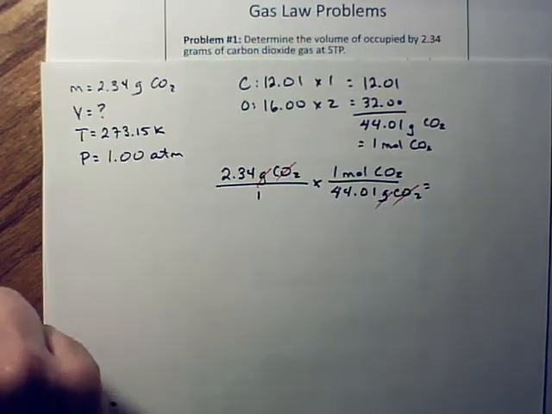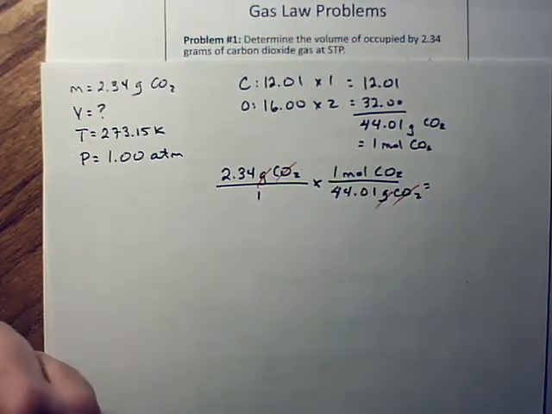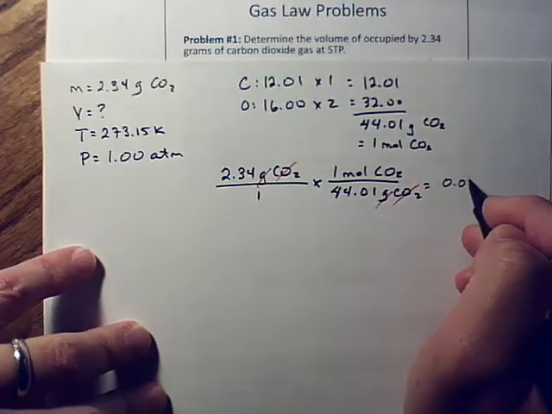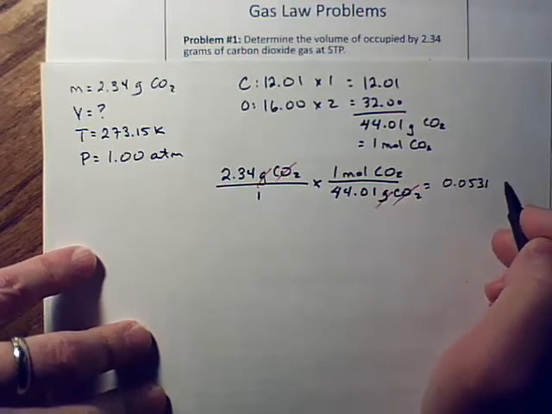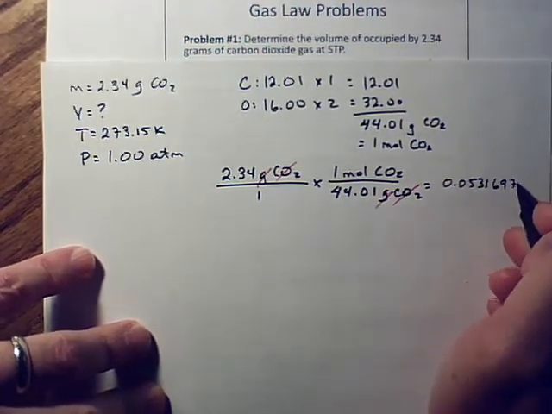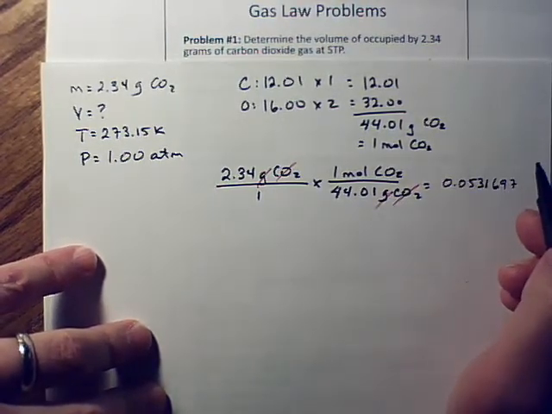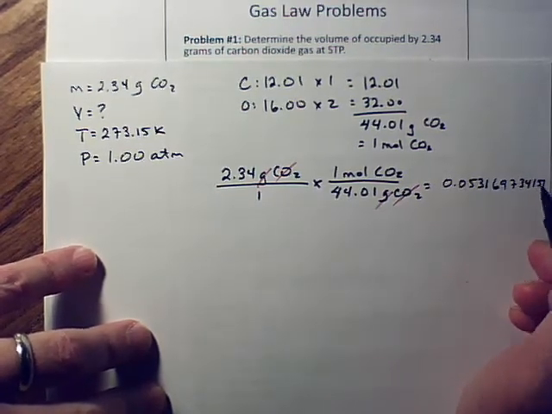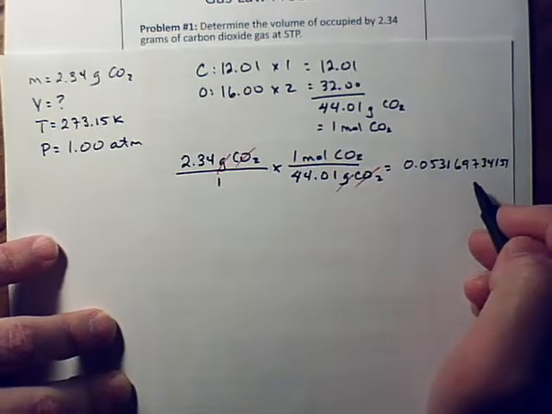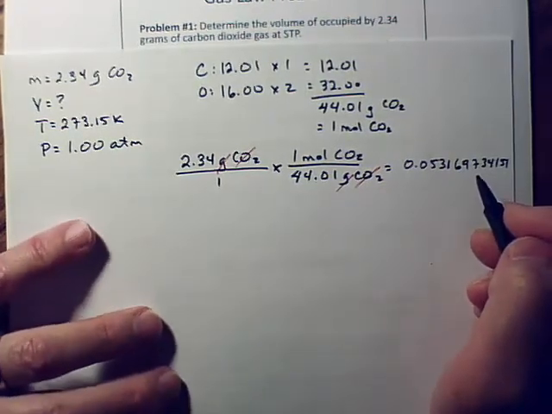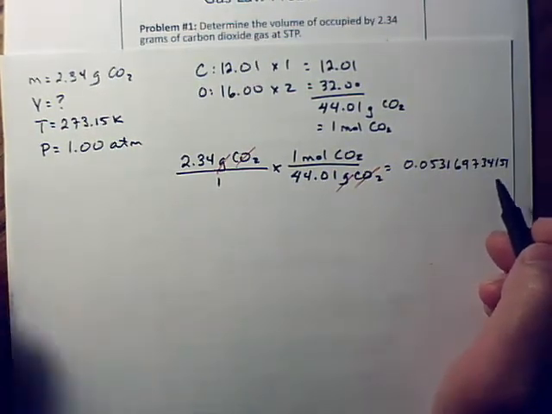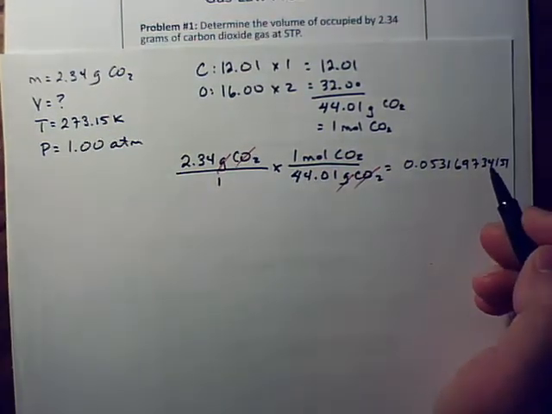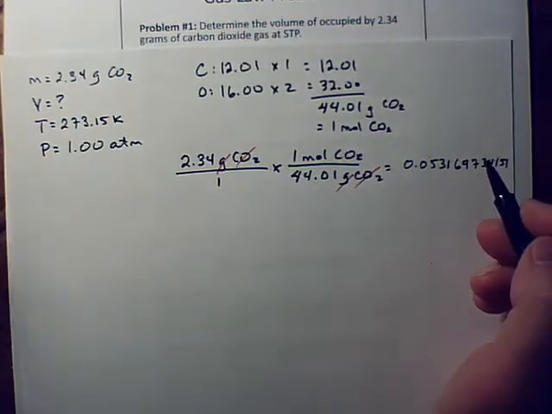2.34 divided by 44.01 equals 0.0531697 34151. Almost run off the page here. What if I didn't know that fast? That's okay. You write down the numbers that your calculator gives you. Your calculator doesn't have to give you the same number of digits mine does. Whatever your calculator gives you.